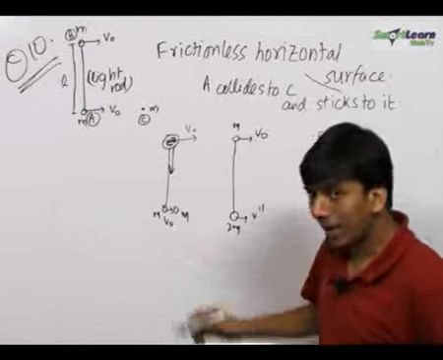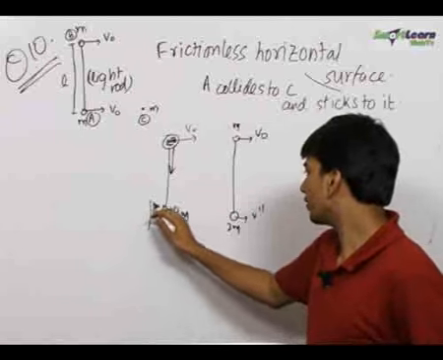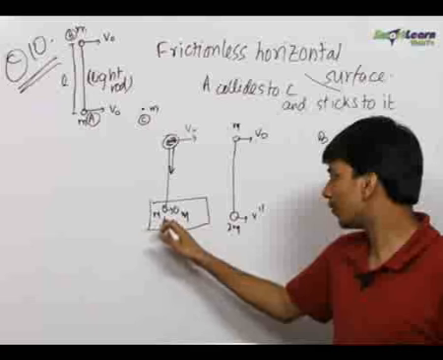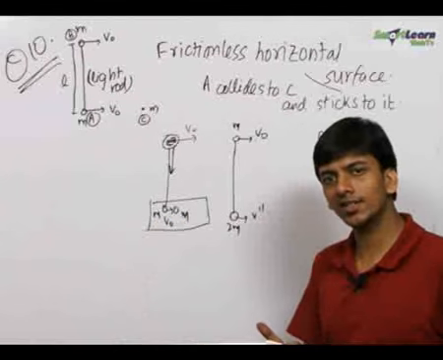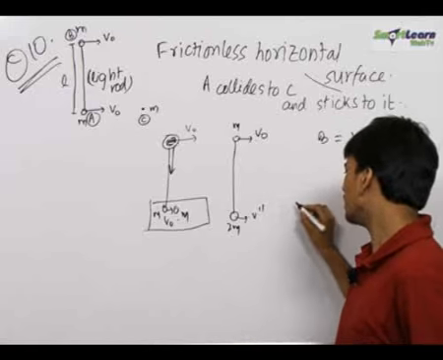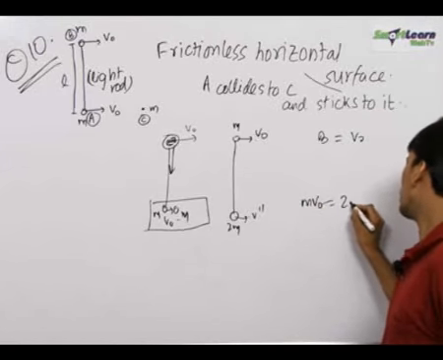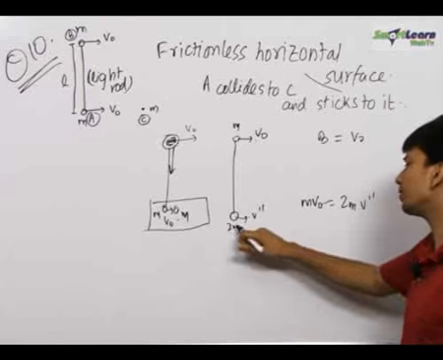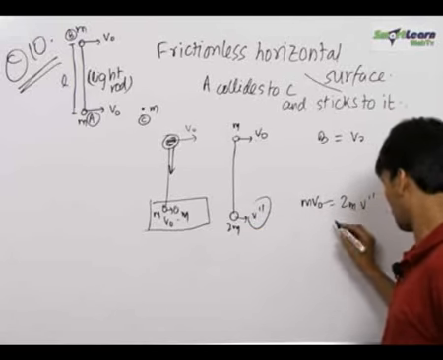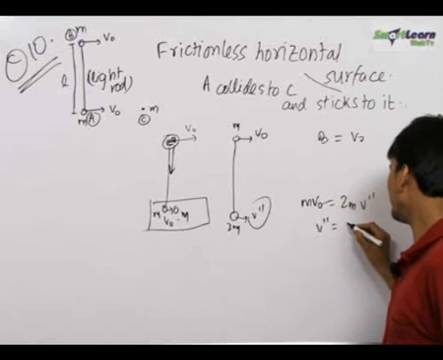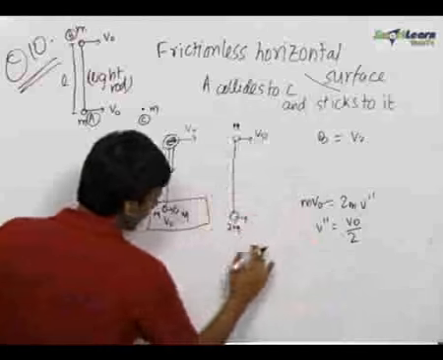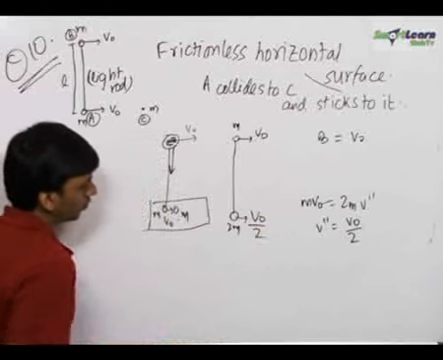Now, applying the same logic on the system of A and C, the net external force acting on the system of A and C in the horizontal direction is 0, due to which the momentum of this system has to remain conserved. Therefore we can write mv0 is equal to 2m v double dash. When both of them stick together, they move with the same velocity v double dash. So v double dash comes out to be v0 upon 2.